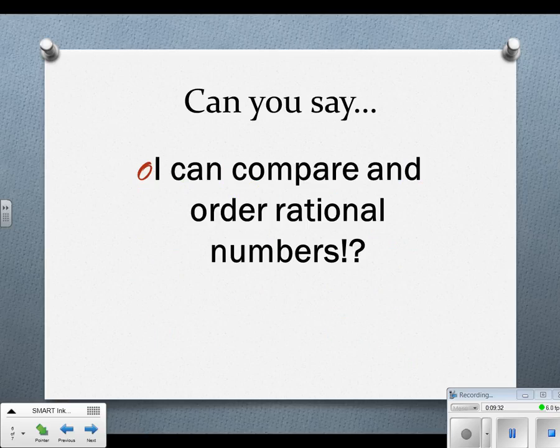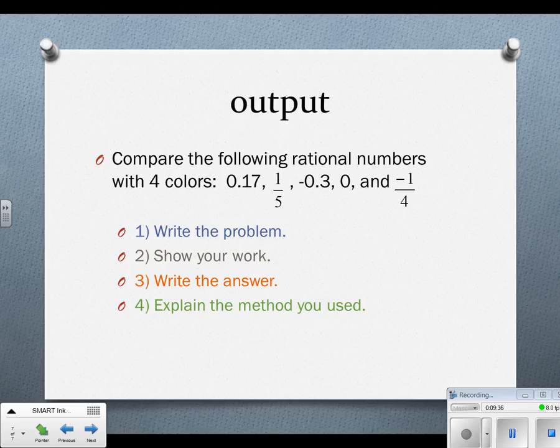Can you say, I can compare and order rational numbers? For your output, I want you to compare the following rational numbers with 4 colors. So I gave you the rational numbers here, 0.17, 1/5, negative 0.3, 0, and negative 1/4. First in one color, write out the problem. In another color, show your work. In a third color, write your answer. And then in a fourth color, explain how you compared the rational numbers. So that's explaining the methods you used.